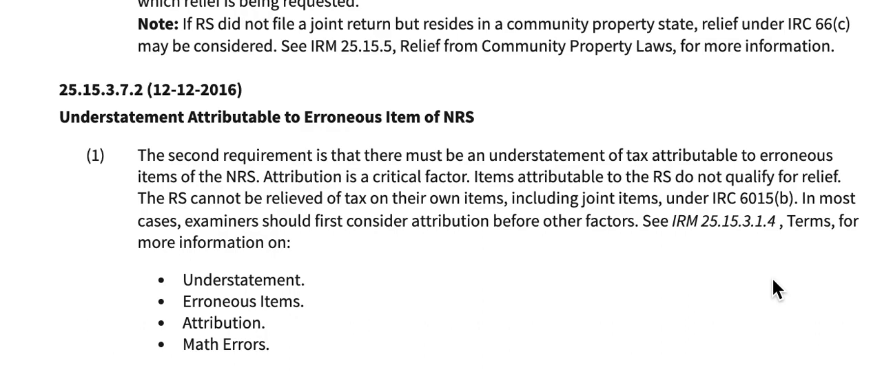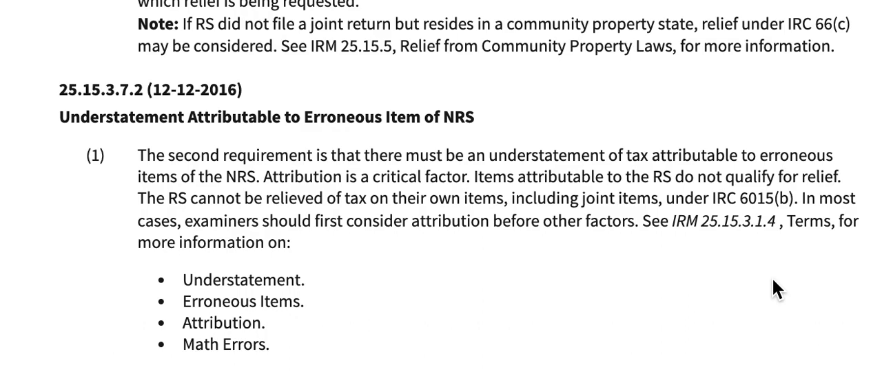2, understatement that is attributable to an erroneous item from the non-requesting spouse. So a couple of key things here. Understatement of tax. So if the IRS isn't coming after you and you have paid all of your taxes, you might not get relief because you've already paid the taxes and the IRS really doesn't have anything to look at. But it must be something that the other spouse did.